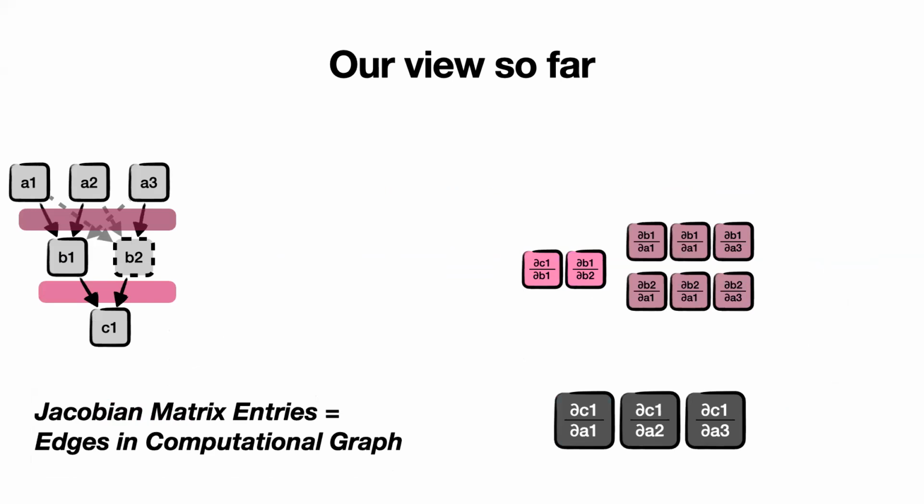So 3 times 2 edges, so 6 edges, and they correspond in the normal program to dependencies, and in the gradient program they correspond to entries in the Jacobian matrix. Then for the first layer we have 6 edges, and in the second layer we have 2 inputs and 1 output, so we have a Jacobian matrix that looks like this.